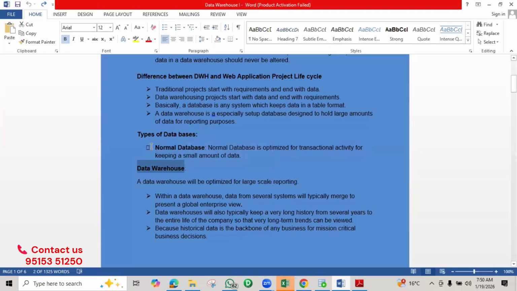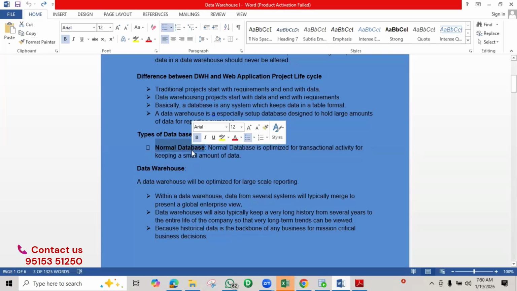Now, technically, what will the storage be? So, guys, technically, the normal database will have storage of MB to GB size of data that we can maintain. In the data warehouse, we can maintain GB to TB size of data. GB to TB. Okay. So that is how the normal database and data warehouse will be maintained.